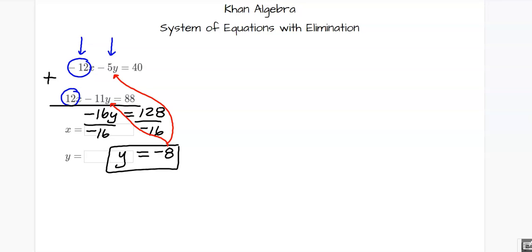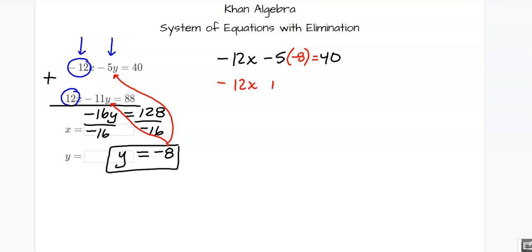I'll go ahead and put it in the top. I got a little bit more room over here. So negative 12x minus 5y equals 40. But instead of the y, I'm actually going to put a negative 8 in there. So I'm going to substitute the negative 8 that I found down below. And now we have one equation with one unknown. We should be able to get after it.